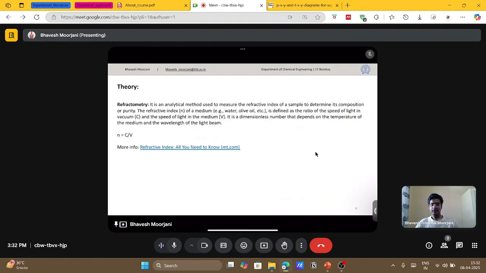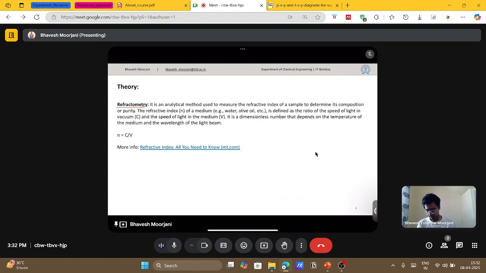We'll first look at the experimental part. Before starting the experimental explanation, let's understand the concept of a refractometer. It's an equipment used to analyze the composition of a given mixture, right? It works on the principle of refractive index. It's an analytical method that measures the refractive index of a sample to determine its composition or purity.